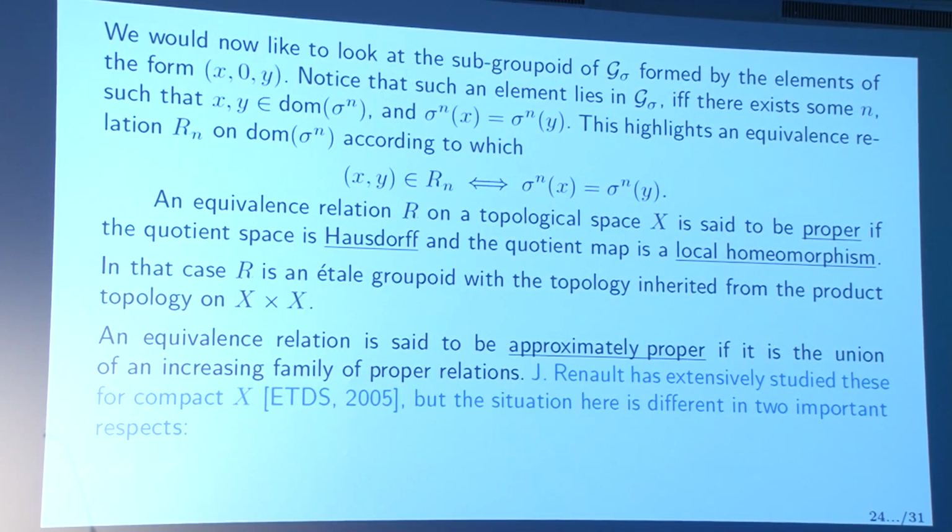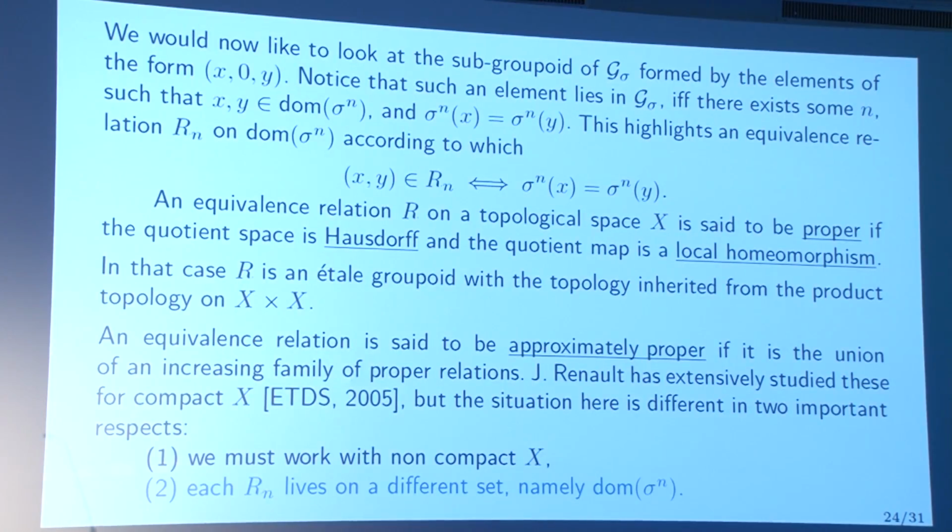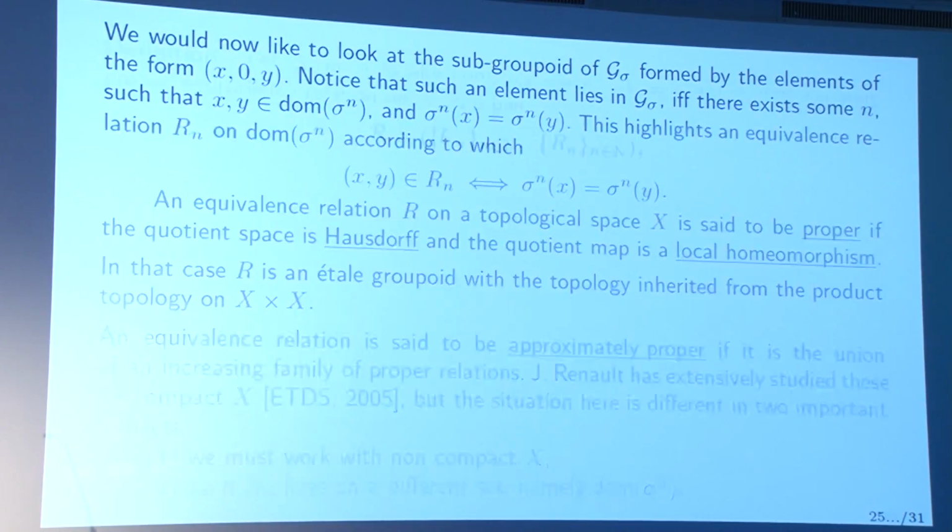But the situation here is different because we have two complicating factors. First of all, since the relations are on the U's, they are no longer compact, so we must work with these relations for non-compact spaces. A very complicating factor is that a proper equivalence relation on a compact space has finite equivalence classes. And here, they can have infinitely large equivalence classes. So the other difficulty, as I said, is that the relations are defined on different spaces.